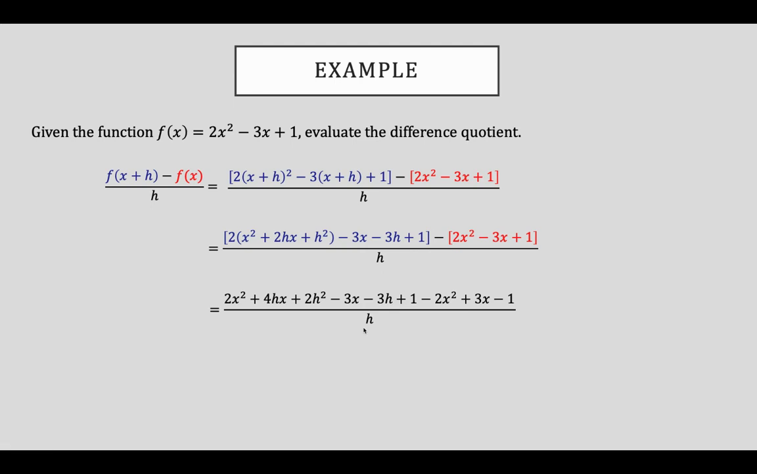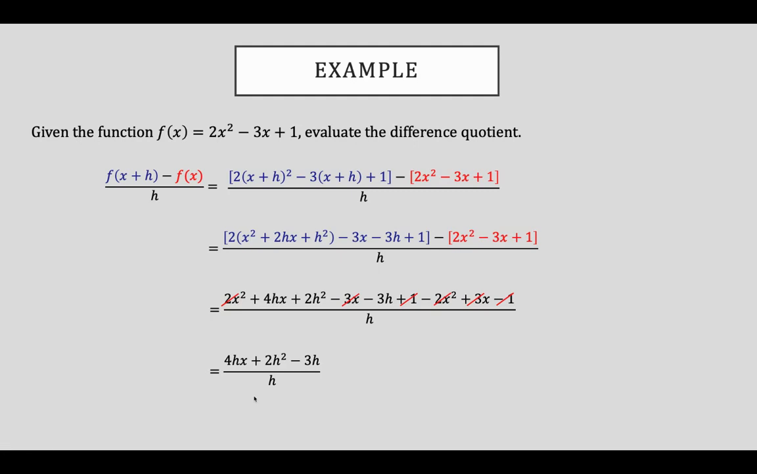Well, take a look. Does anything cancel out in the numerator? I've got a 2x squared and a minus 2x squared. Those add to 0. I've got a negative 3x and a plus 3x. Those add to 0. And we've got a plus 1 and a minus 1. Those add to 0 as well, leaving us with 4hx plus 2h squared minus 3h all divided by h.